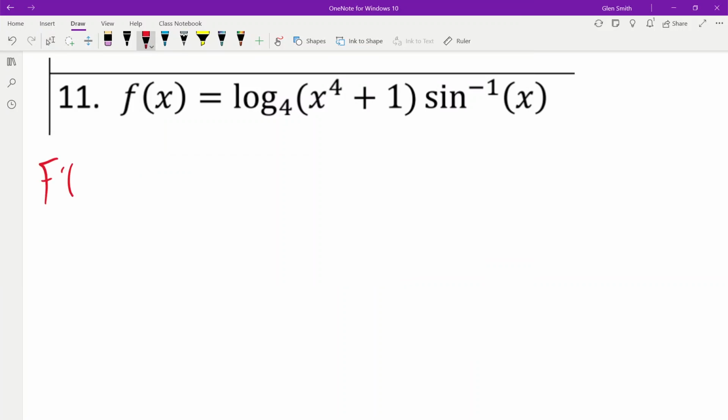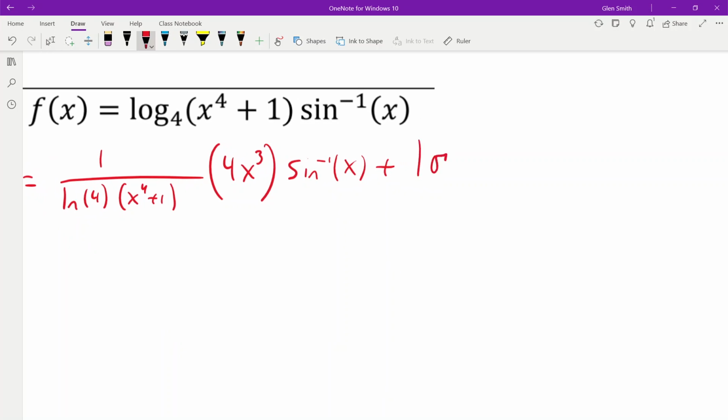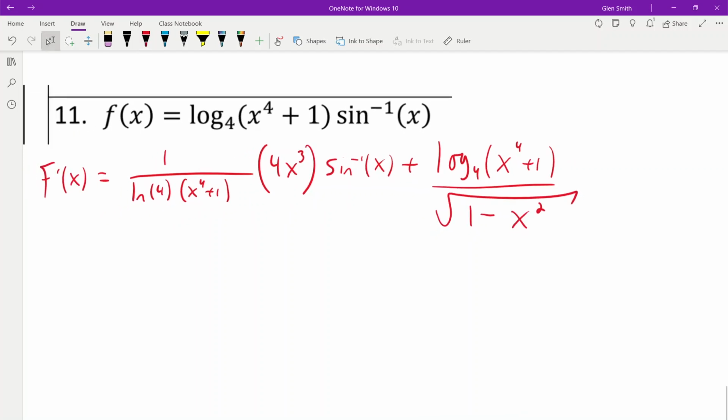Stick with me, make sure you got all this. We're deriving log base 4. The derivative of log base 4 is 1 over ln 4 times x to the 4th plus 1. You need parentheses around that. Then we're going to multiply that by the derivative of what was inside. That goes right here, or you can put it on top of the fraction. Times the second thing, arc sine or sine inverse, same thing. Plus, leave this alone, log base 4. There you go.